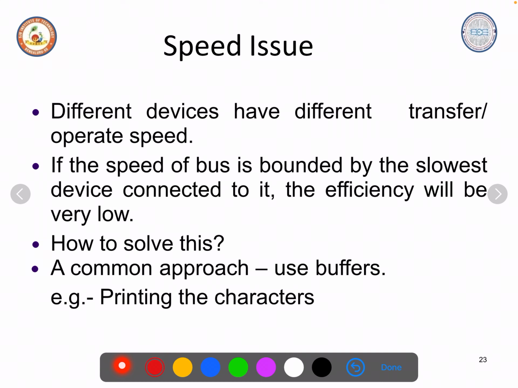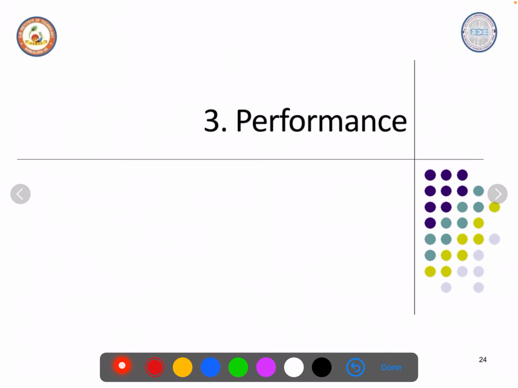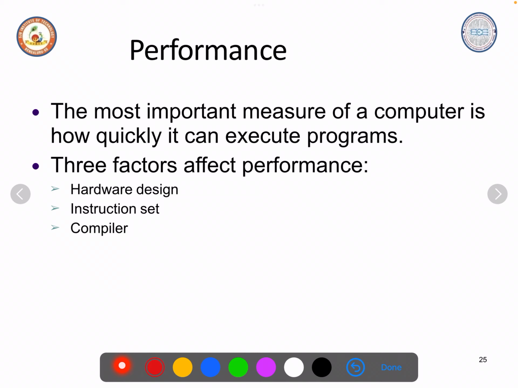So using a buffer registers, that is an example like printing characters that you have with the devices to hold the information during the transfers. So coming to the next one, which is about performance, the next topic of interest. The most common or important measure of a computer is how quickly it is executing the programs.